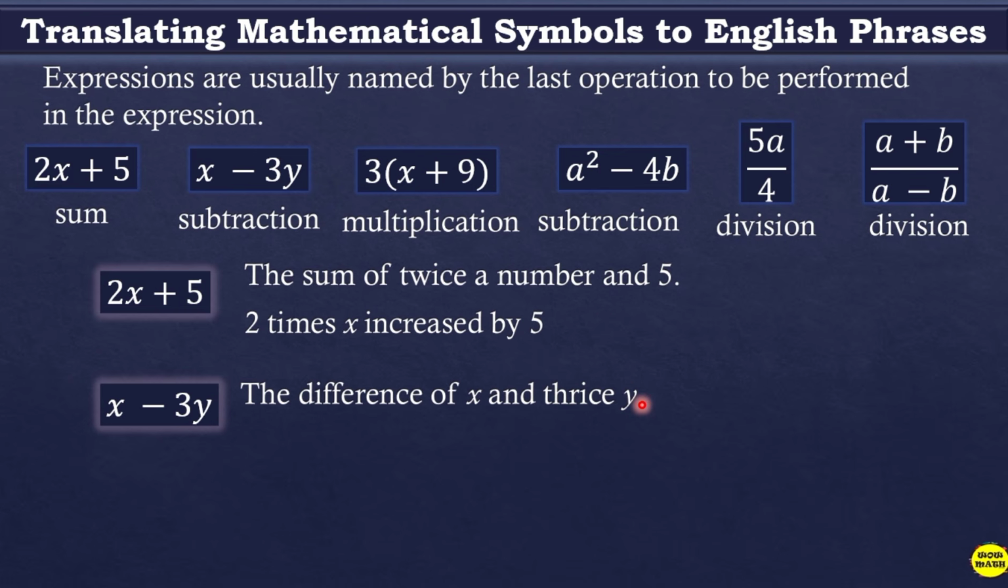Bakit meron akong word na another? Kasi iba na siya. Ito yung unang number ni-represent ko as x, ito ay y. So, magkaibang number yan. Kaya the difference of a number and thrice another number. Kailangan gumamit ka ng another para maintindihan ng bumabasa na ibang variable yon pag ni-represent mo. Okay. So, maraming pwede.